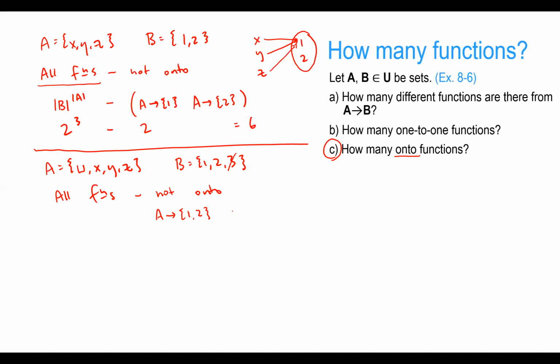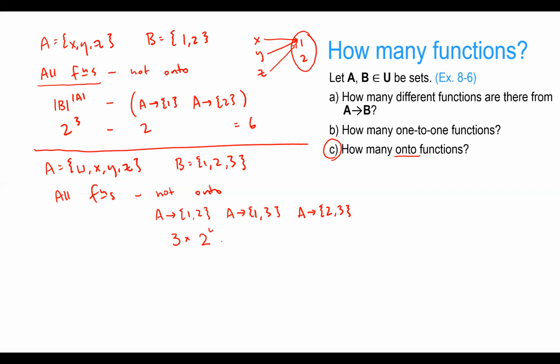So we should agree that all of the functions that map A to only the set 1, 2 are not onto. Now we can do the same thing by covering up the number 2 and also the number 1. So A goes to only 1, 3, and A goes to only 2, 3. Right, so I hope you can see that all of these functions are not onto. Now, I hope you can see that there's 3 versions of this. So there's 3 versions times 2 to the power of 4.